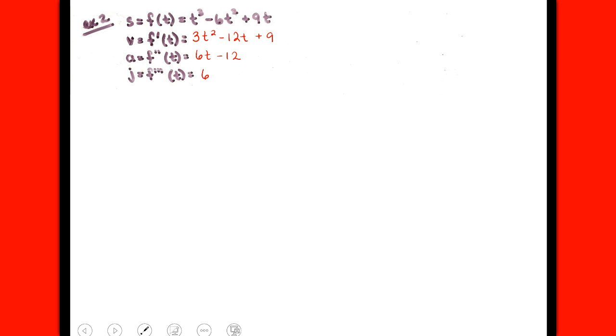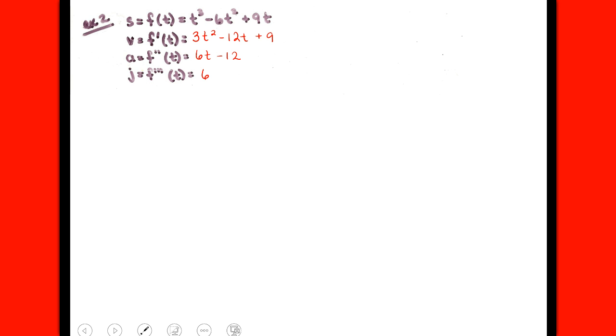So first derivative, velocity, we already knew. Second derivative, acceleration: the rate of change of velocity, the derivative of velocity, is acceleration. And then the third derivative, the rate of change of acceleration, the derivative of acceleration, will be jerk. For example number 2, we went through and found each of those. But then for part A, it asks, what is the acceleration after 4 seconds?